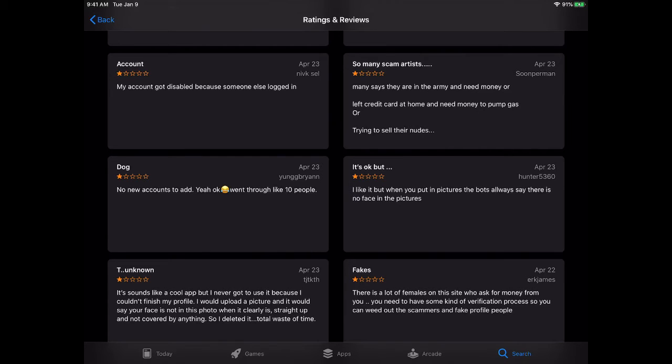It says, so many scam artists, top right there. Many say they're in the army and need money, or they left their credit card at home and need money to pump gas, or they're trying to sell their nudes. Now, on Snap, people can have Snap Premium, which means you can receive money from people, and a lot of times there's people selling pornography on there, selling access to different things. So that's what they're talking about, people selling their nudes.